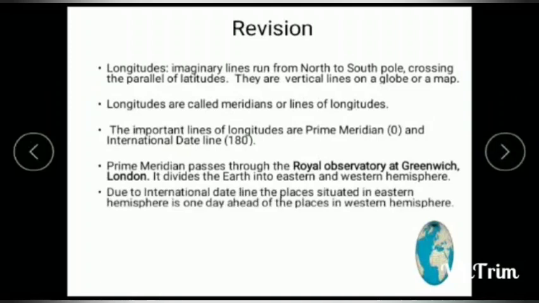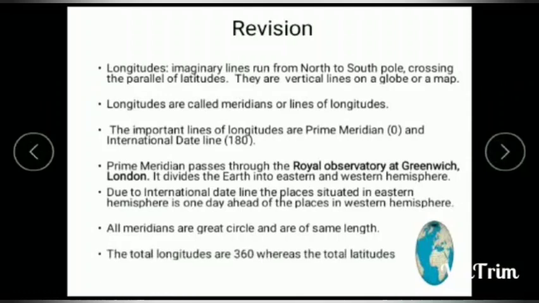Now there is one more important line, which is known as the international date line, and due to the international date line, the places which are situated in the Eastern Hemisphere are 1 day ahead of the places in the Western Hemisphere. So always remember that the places in the Eastern Hemisphere are always 1 day ahead of the places in the Western Hemisphere. Now all the meridians are great circles and are of the same length. And lastly, the total longitudes are 360, whereas the total latitudes are 180.